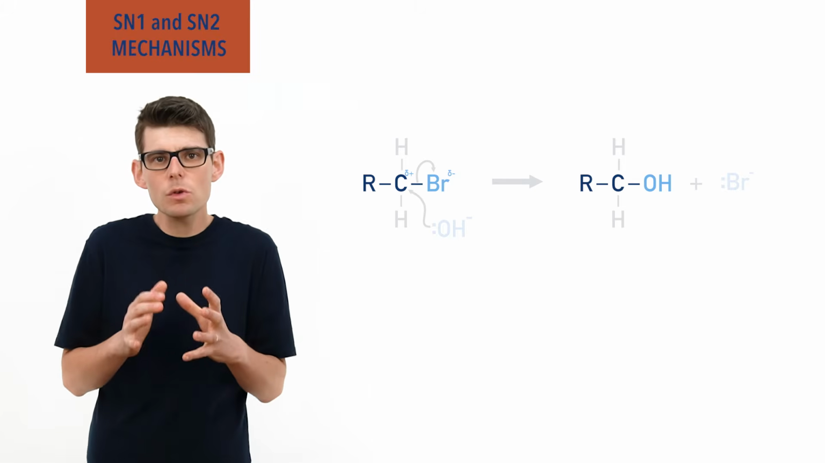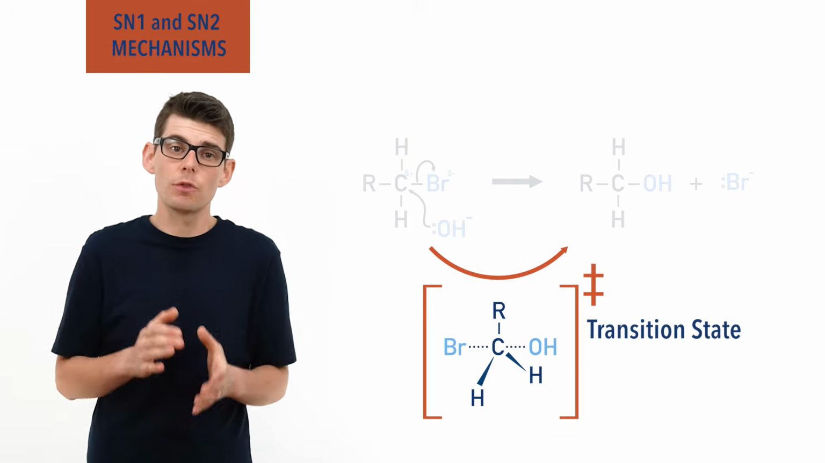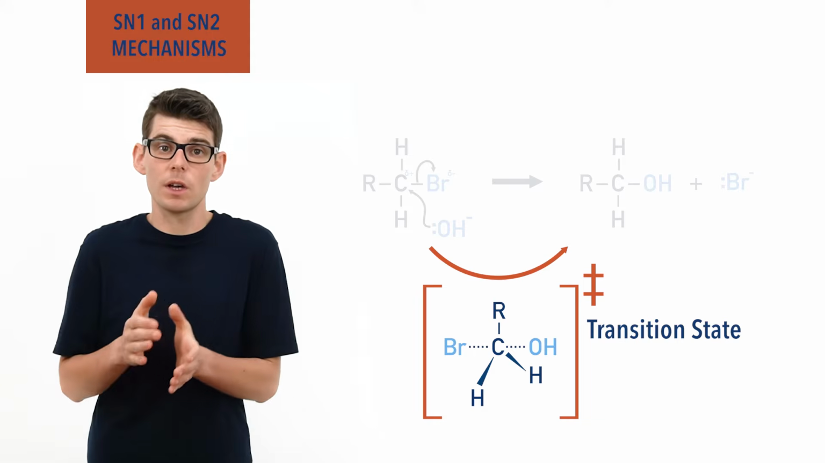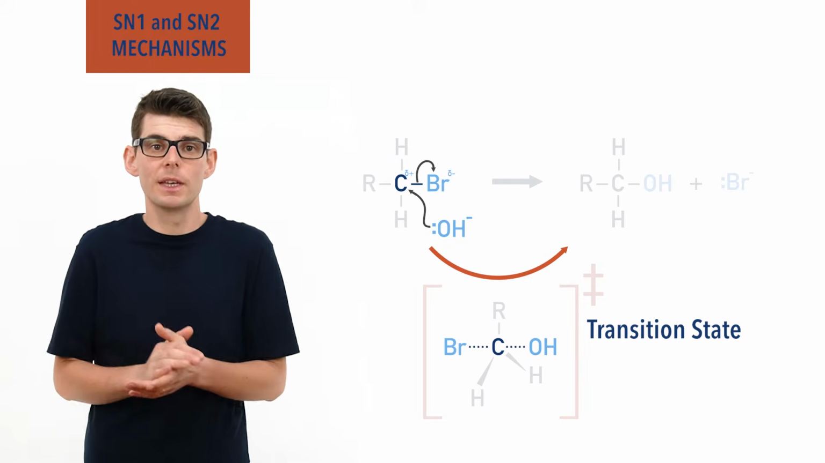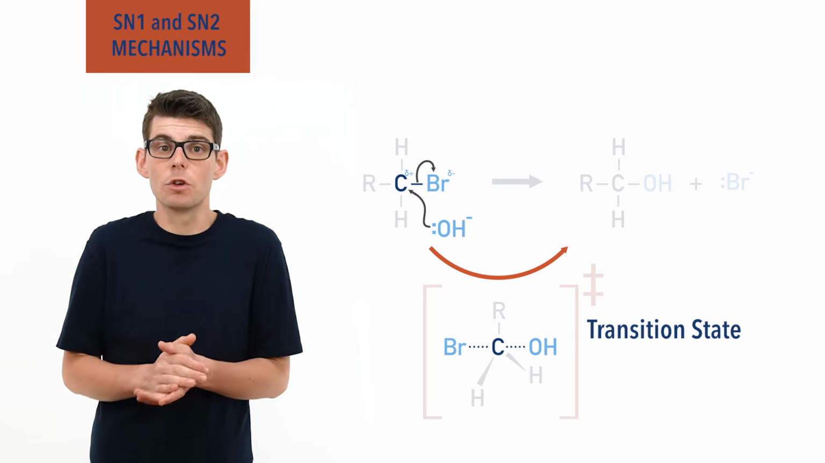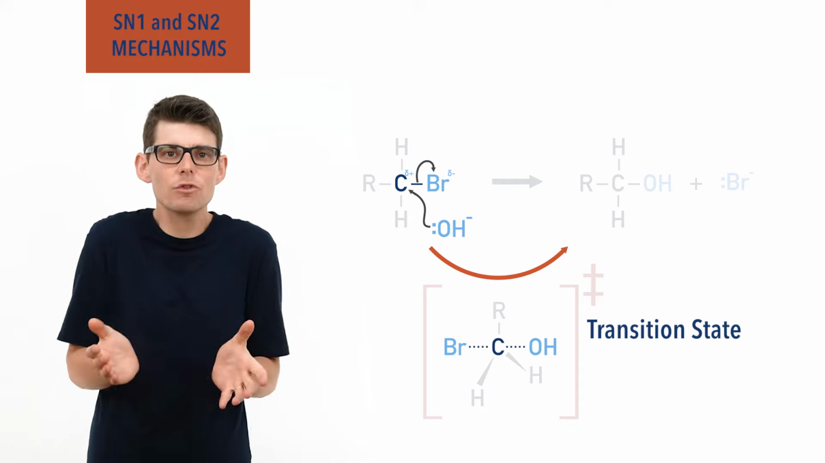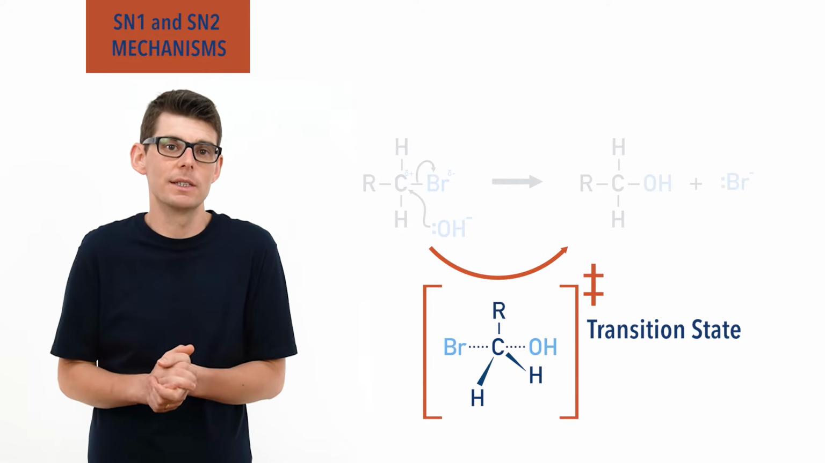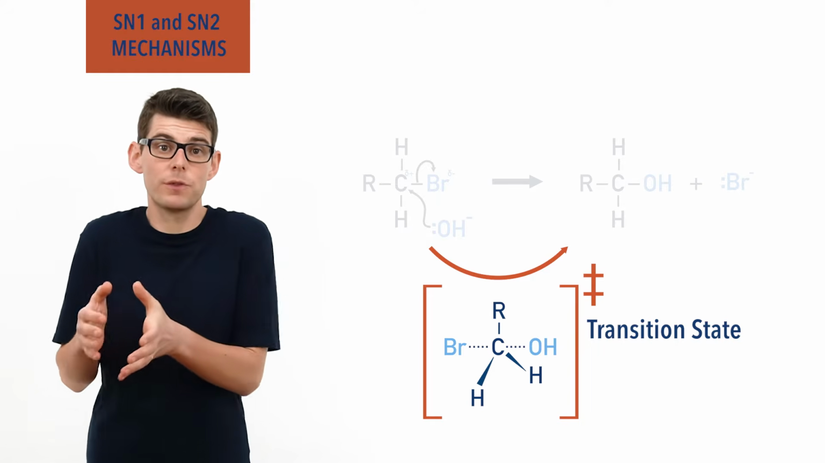For a very short period of time, there will be a transition state in which the hydroxide ion is bonding to the carbon, whilst at the same time the carbon-halogen bond is breaking. Both the hydroxy group and the halogen will be attached to the carbon. This transition state could never be isolated. It's more of a theoretical structure that we predict must form.